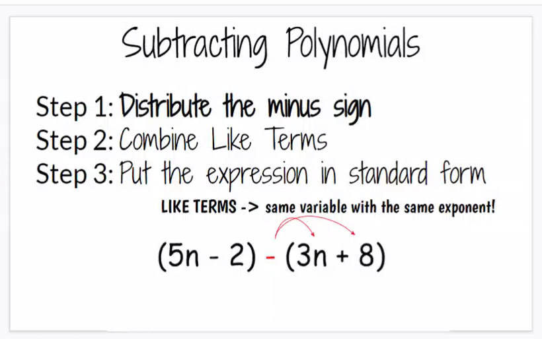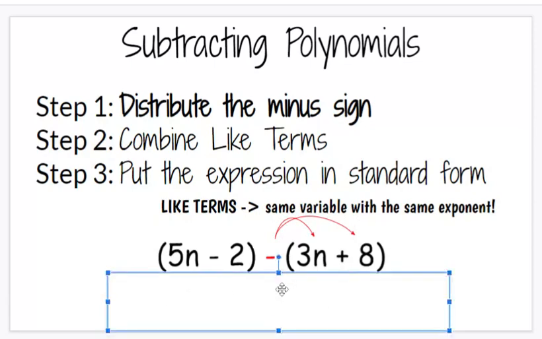That step being, hey, I'm going to distribute the minus sign. I have it here. I want to distribute it to the 3n, and I want to distribute it to the 8. That is step 1. That is something different that we did not do before, but now we are going to distribute the minus sign first, and then discuss any like terms.